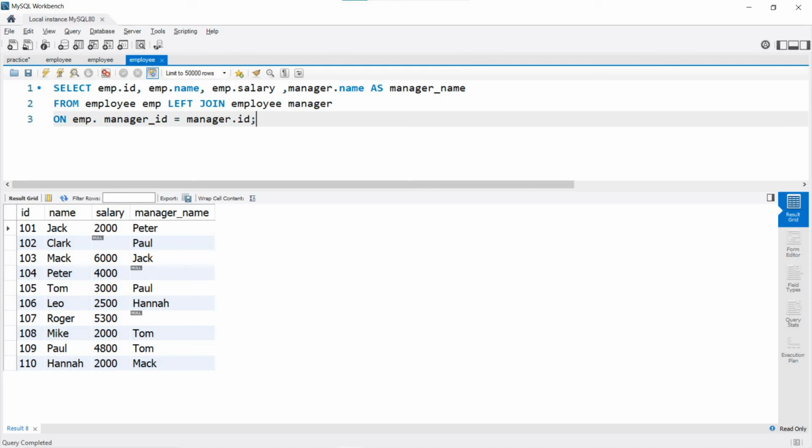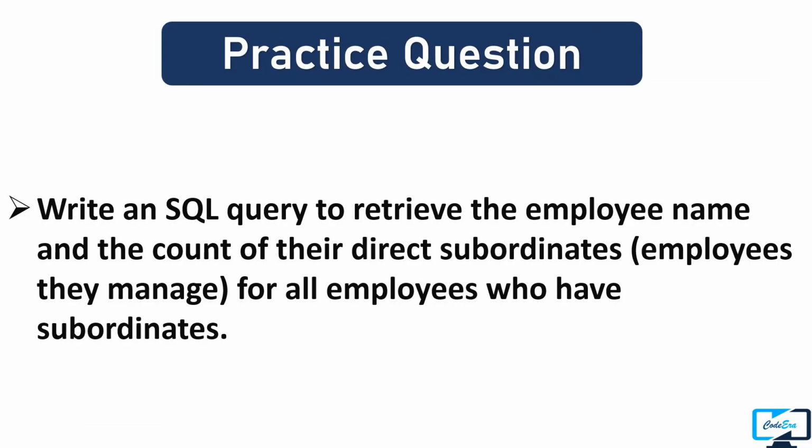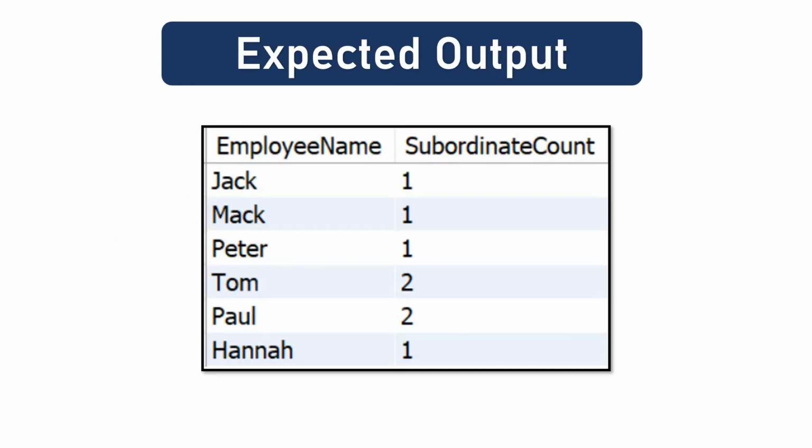And here I have a practice question for you. The question is, write an SQL query to retrieve the employee name and the count of their direct subordinates for all the employees who have subordinates. If you create the same table that we have used in this video, then you will get this output. So try to solve this question and tell me the correct query in the comment section.